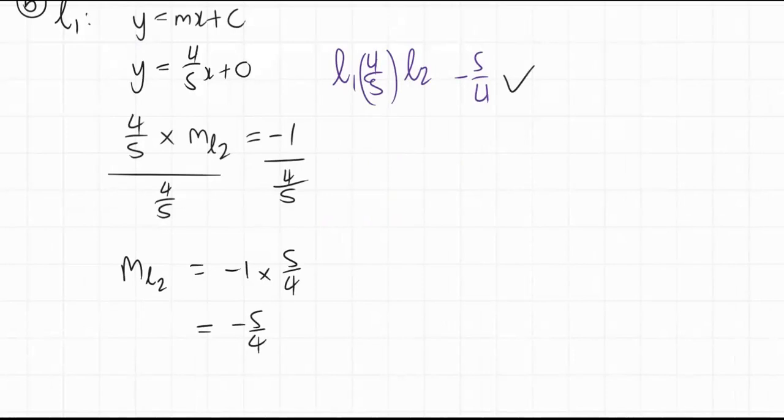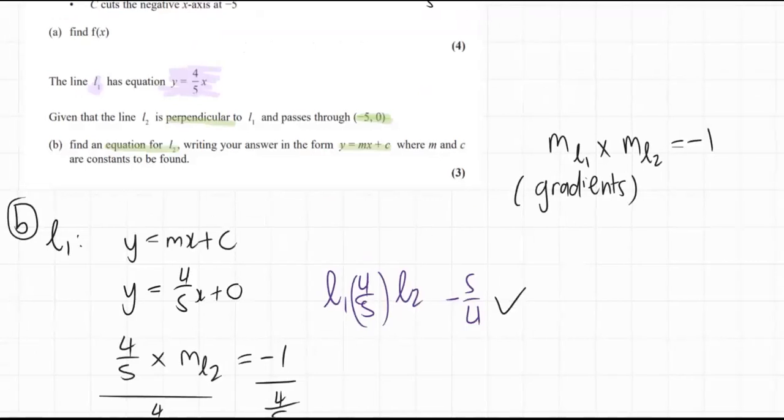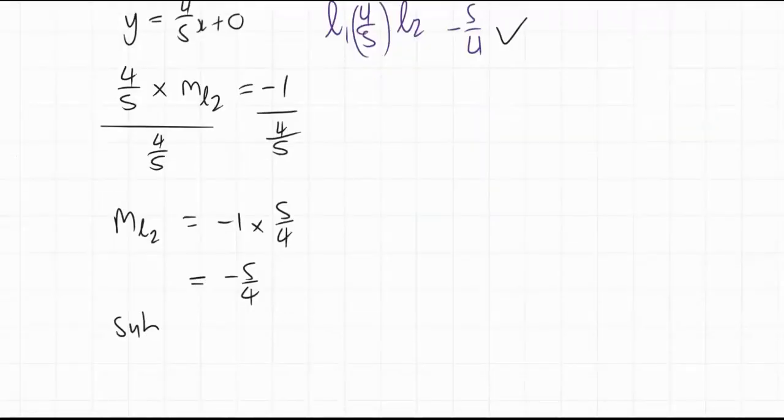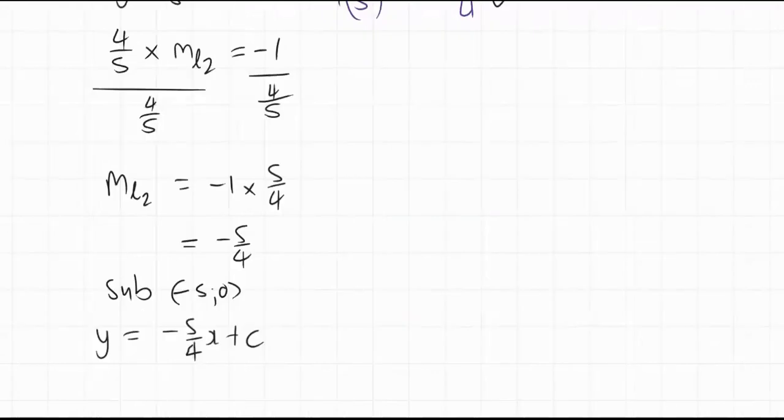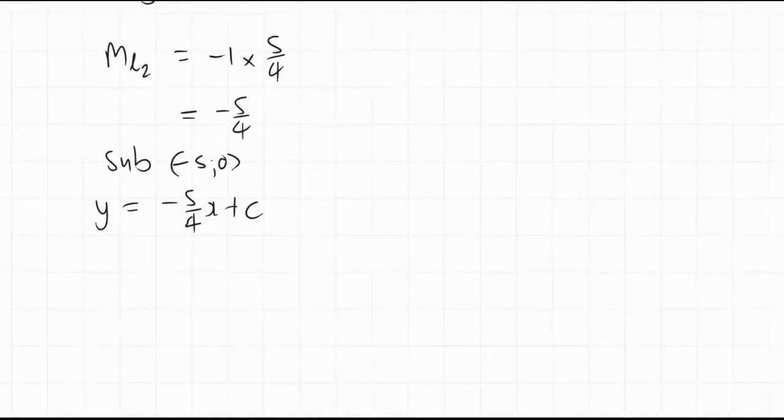And then it was given that it passes through the point -5, 0. So we just sub -5, 0 into our formula. So far our formula was y equals -5 over 4x plus c. Let's sub in -5, 0. So we get 0 is equal to -5 over 4 times -5, plus c. Okay, y is 0 and x is -5 at that point.